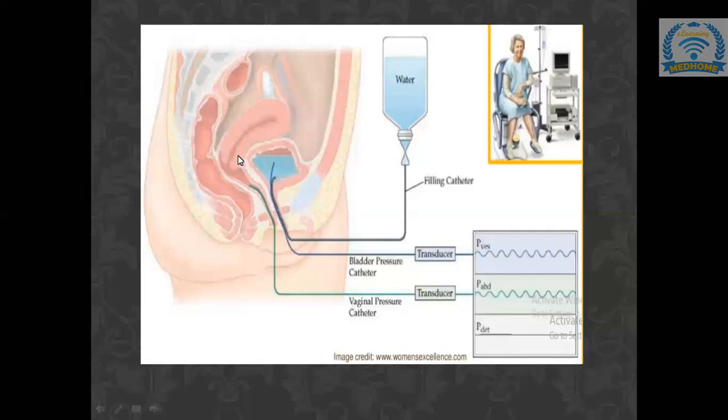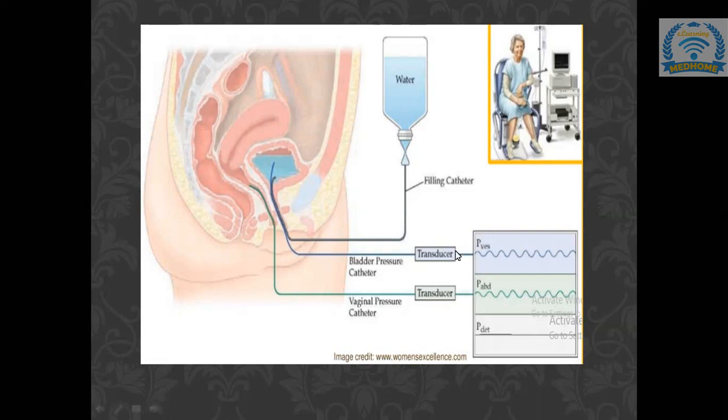Now we can see this is the uterus, this is the bladder, and this is the rectum. The idea of this test is that we need to reproduce or repeat the same micturating cycle, that is, filling of the bladder and asking the woman to void.